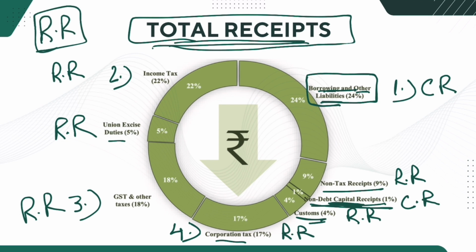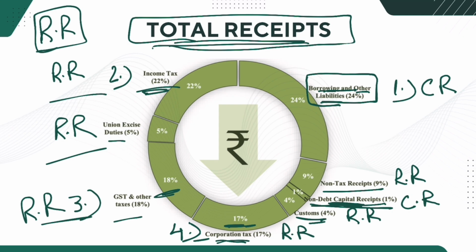As you can see, income tax and all these things, maximum revenue comes from revenue receipts. 22% over here, 18% GST. This is 40% and 17%. So 57% of government's revenue comes from income tax, GST and corporation tax alone. Make sense? So if this question is asked, you know the answer. So remember these trends.